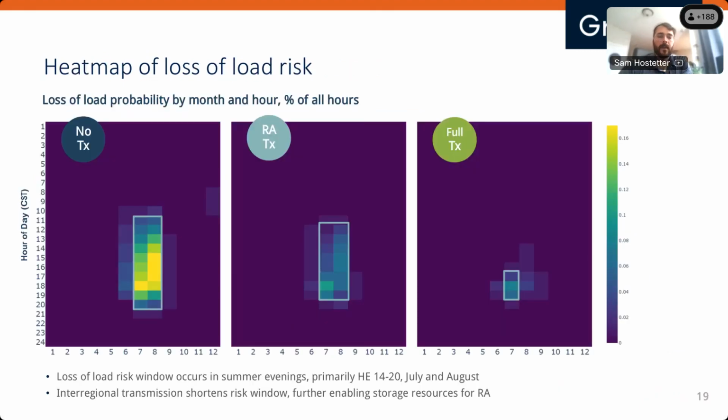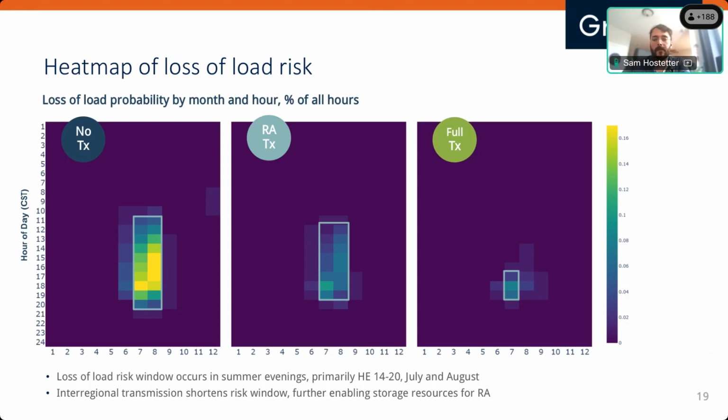Okay, taking a closer look at the month-to-month risk, we have some heat maps here showing, within each month shown on the x-axis below, which hours of the day have the highest probability of loss of load occurring. This probability is calculated across all hour-of-day and month combinations across all of our 900 samples in each of these scenarios.